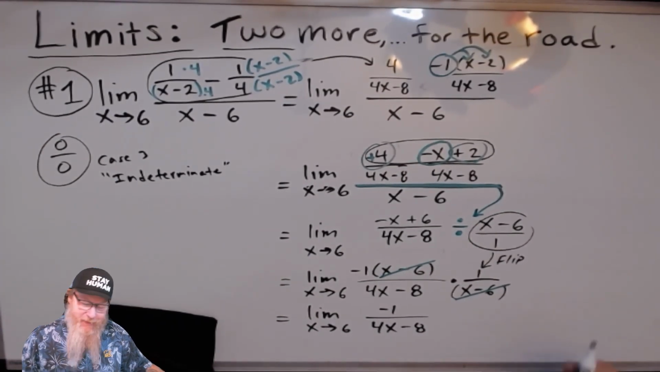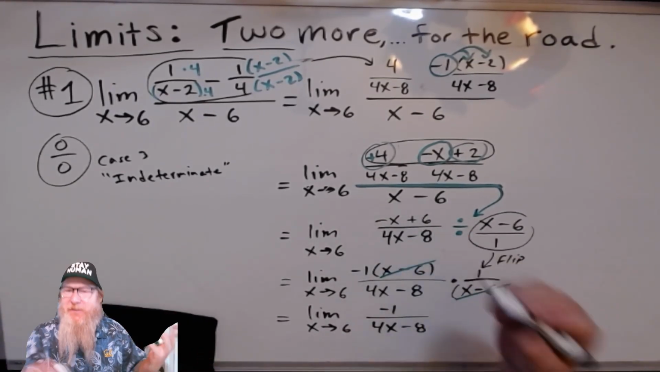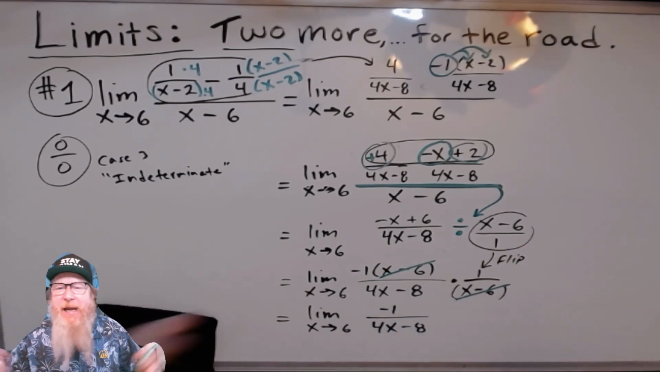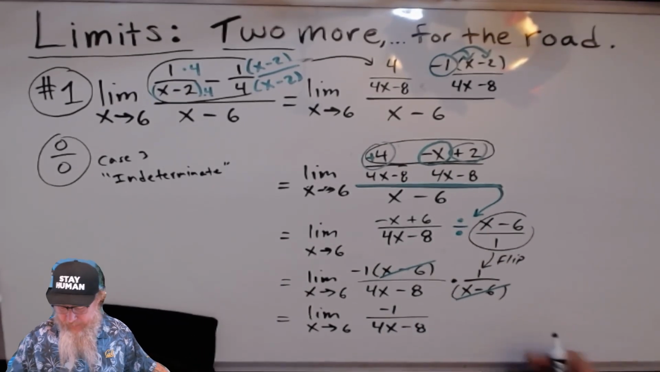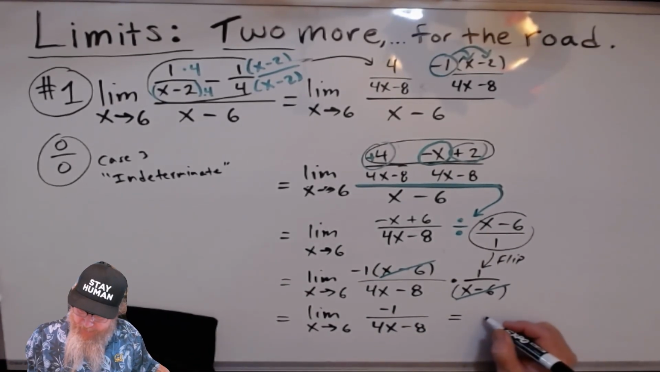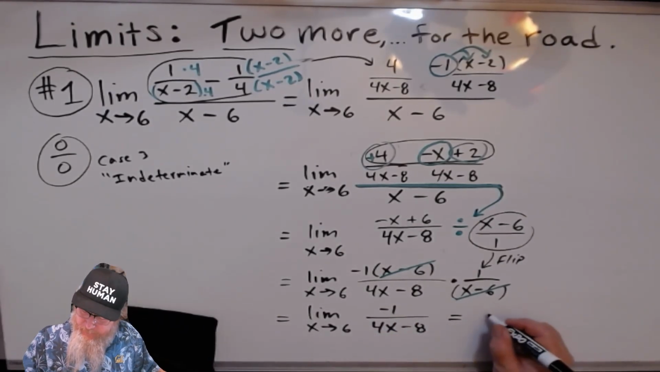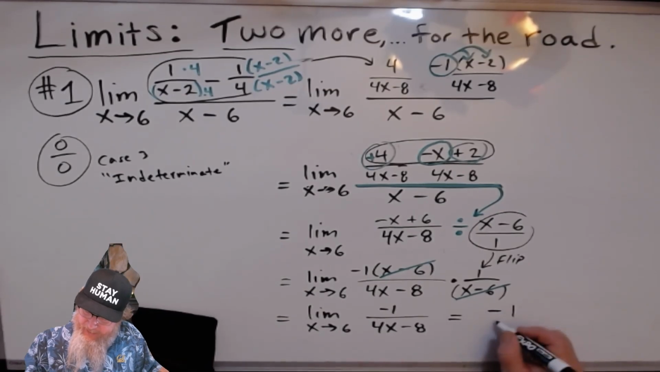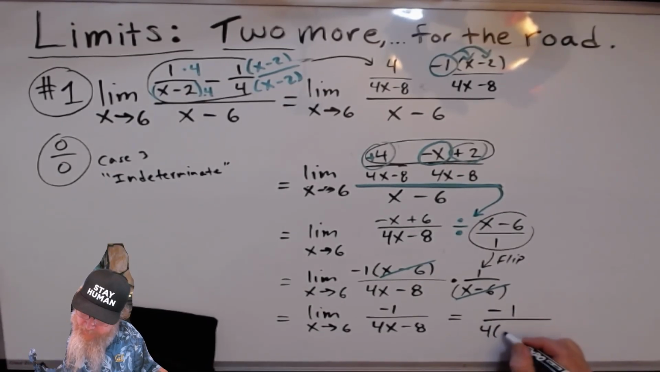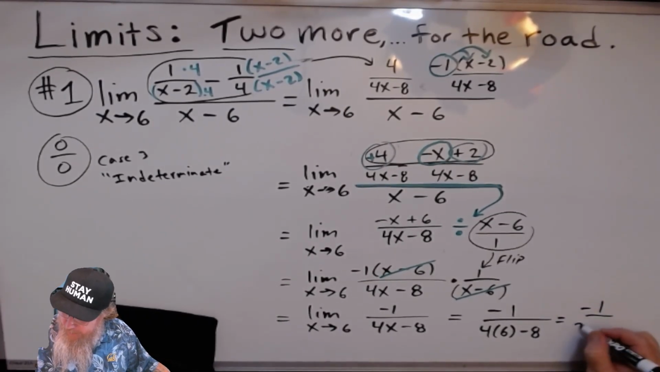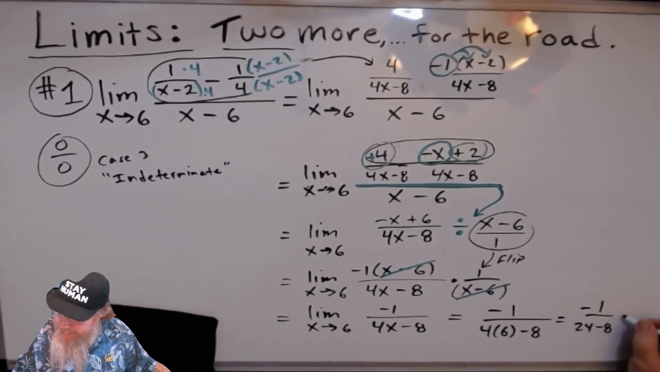All right, so that is the cleaner version of the simplification. In the last part, I had made all sorts of sign errors. I'd written x plus 6, and I'd written 4x plus 8. And I don't know, I was tired. It was the very end of the video. So no excuse. So now notice that you can plug in 6. It does not cause division by 0. So it's going to be negative 1 over 4 times 6 minus 8. Negative 1 over 24 minus 8.